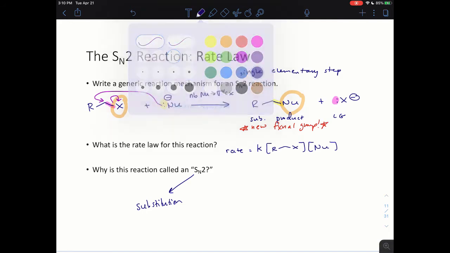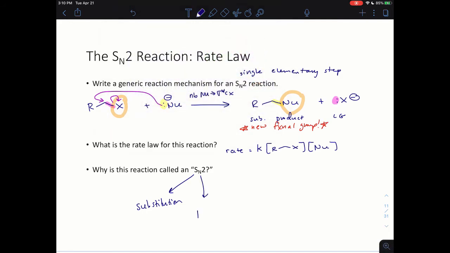Yes, new functional group. N stands for nucleophilic. We reacted the alkyl halide with a nucleophile. And then 2 stands for bimolecular. The rate law is bimolecular. It's second order, right? There's a second order rate law. It depends on the concentration of the alkyl halide and the nucleophile. It's first order in both of those, for an overall second order rate law.